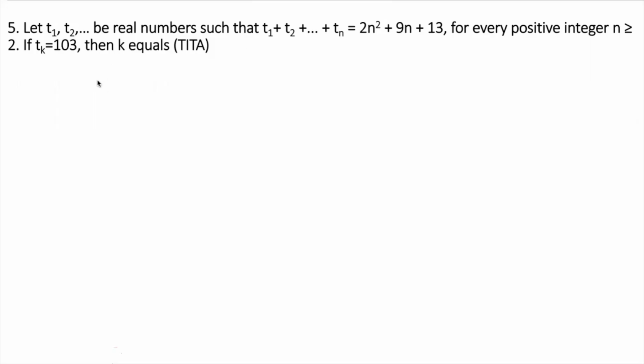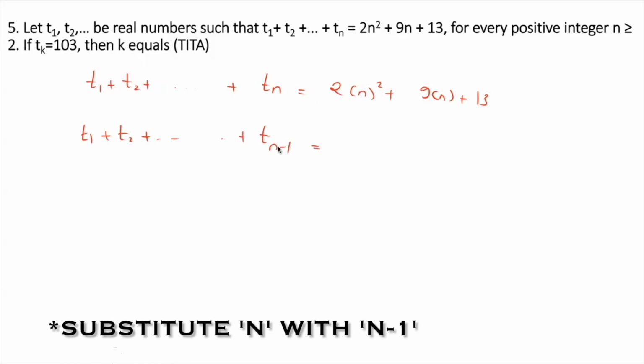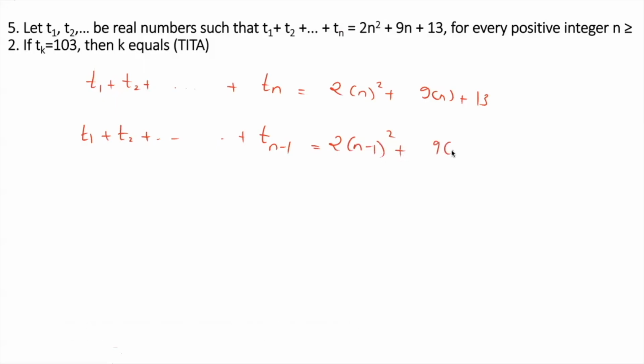All right. Now the question tells us T1 plus T2 plus T3 up to Tn is equal to 2n square plus 9n plus 13. What if I want to find out T1 plus T2 plus T3 up to Tn minus 1 only? So I will substitute n minus 1 in place of n. That gives me 2 times n minus 1 square plus 9 into n minus 1 plus 13.